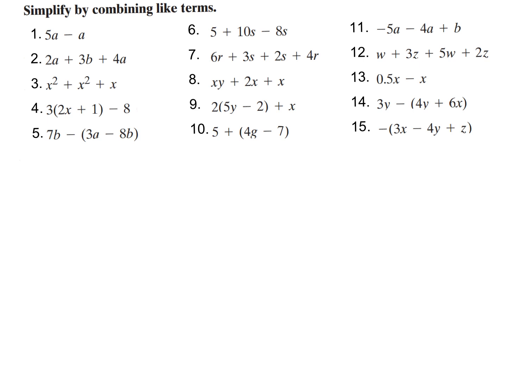Next, we're going to simplify by combining like terms. A lot of textbooks will tell you to move the like terms together, but you don't necessarily have to do that. We can combine them without moving them around. For the first one, 5a minus 1a. And notice I didn't write 1. It says 5a minus 1a, and that is 4a. That's my answer to number 1.